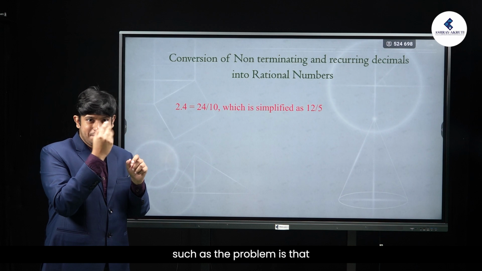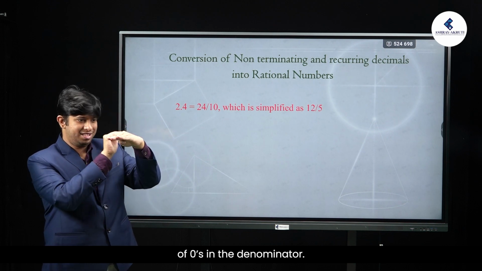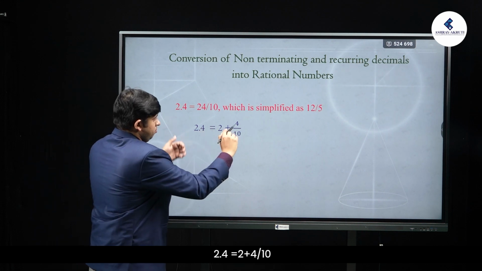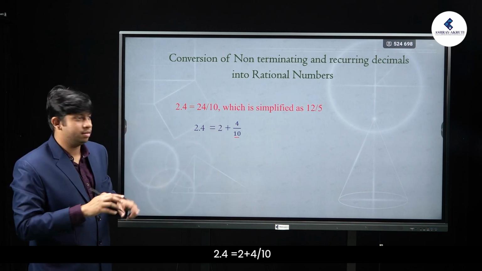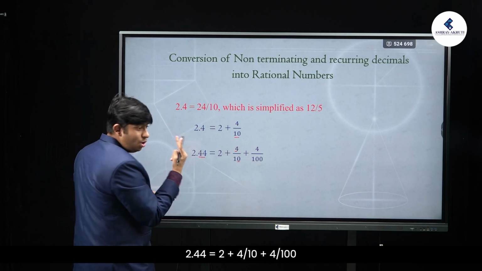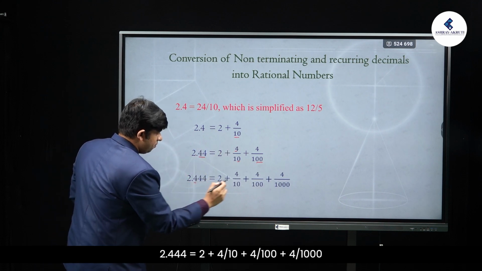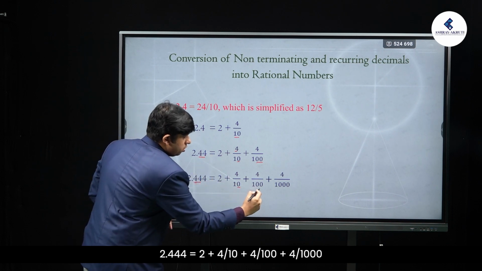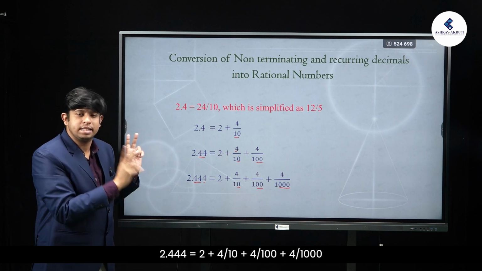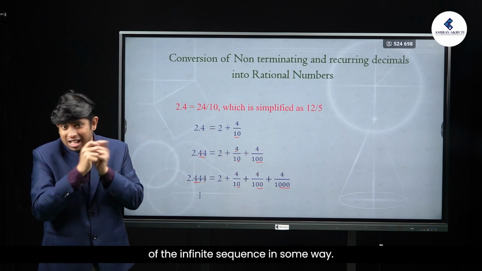But when we have a decimal such as 2.4 bar, the problem is that we have an infinite number of 4s, and hence we'll need an infinite number of zeros in the denominator. For example, 2.4 is equal to 2 plus 4 by 10. 2.44 is equal to 2 plus 4 by 10 plus 4 by 100. 2.444 is equal to 2 plus 4 by 10 plus 4 by 100 plus 4 by 1000. How tough is it to have infinite 4s and work with them? We need to get rid of the infinite sequence in some way.